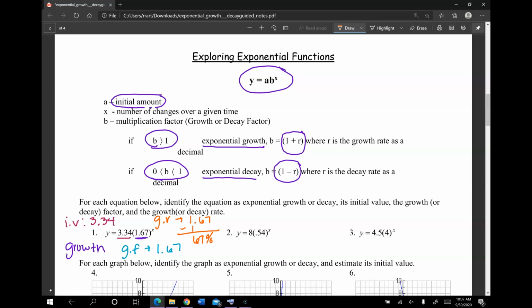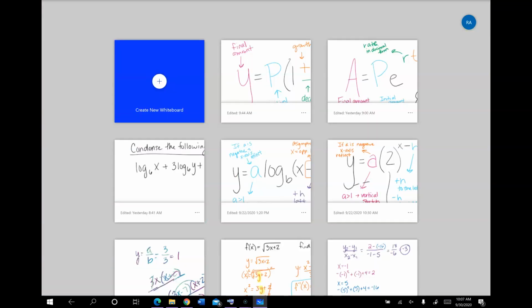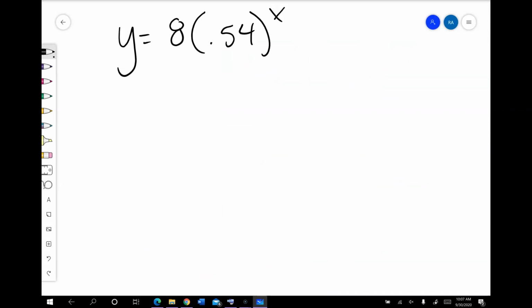Okay, we're going to do the same thing, except I'm going to go to a different page so it doesn't look so cluttered, okay? So let's go to a different one and make it a little bit better to read, okay? All right, so let's open a whiteboard. All right, so my problem is, let's go back, new whiteboard. I need to delete some of these. Here we go. So the question is, y equals 8 times 0.54 to the x.